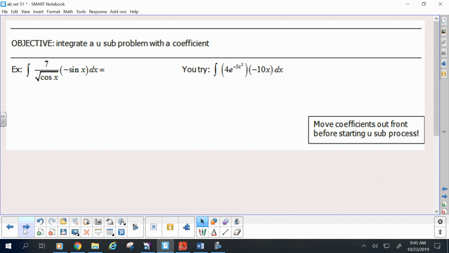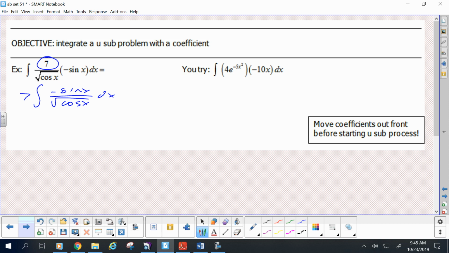And by worthless, I mean you have to deal with it, but it doesn't affect you. If you have a number in an integral, can you bring it out front? Is that okay? That is for sure. So this is the same as 7 times integral of negative sine over root cosine. Now we have a little bit of a mixture or a product. It's kind of a quotient, but it's kind of a product.